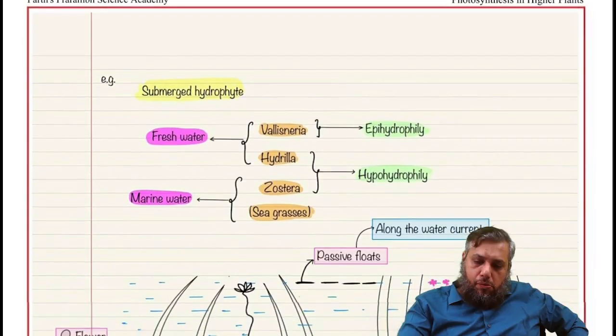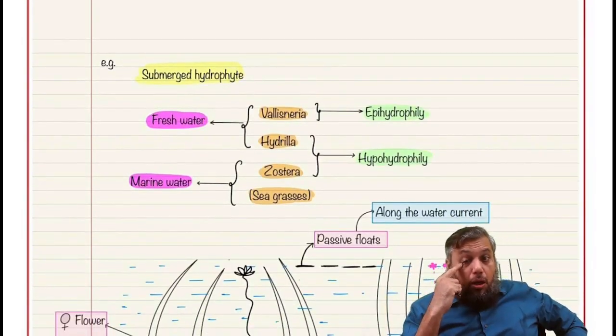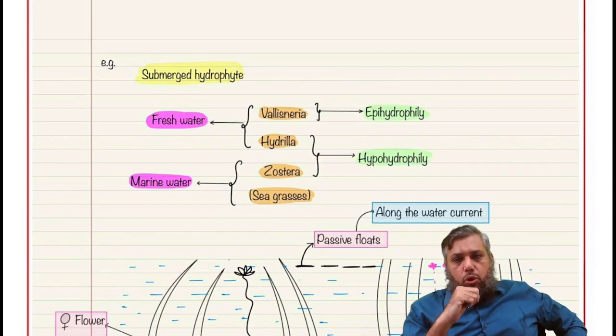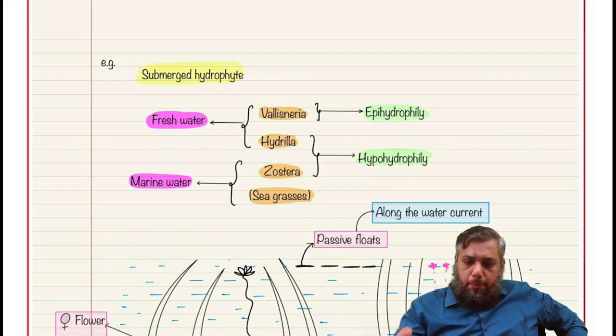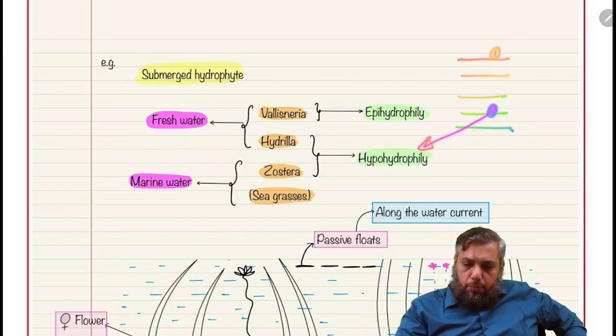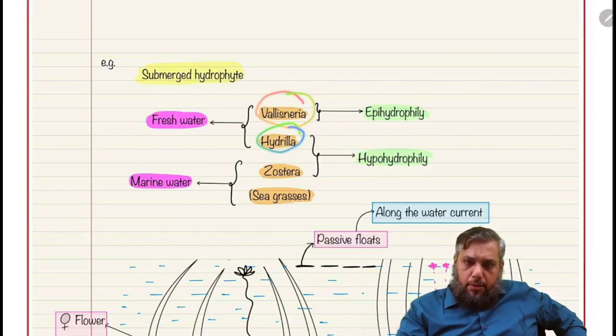Now, here we have two types of hydrophily. If the pollination occurs within the water, it is called hypohydrophily. If it occurs at the top of the water, it is called epihydrophily. Epihydrophily is found in freshwater submerged hydrophytes like Vallisneria and Hydrilla.